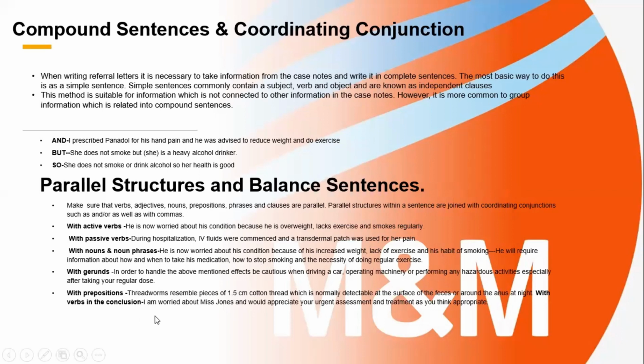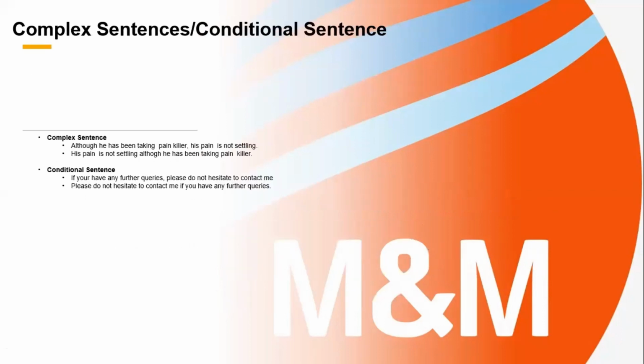Similarly, we can understand more from prepositions. Let's say he was advised to lose weight, join a gym, and to take his medicine on time. If you skip the "to" in the last part of the clause, we do not have a balanced or parallel structure. So complex sentences and conditional sentences are also important.